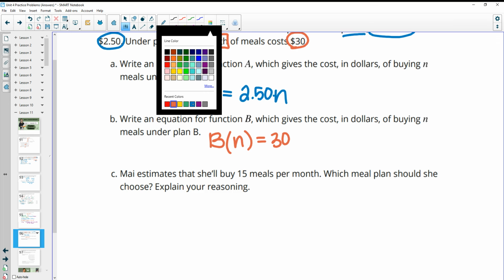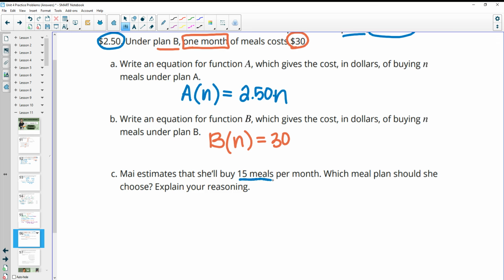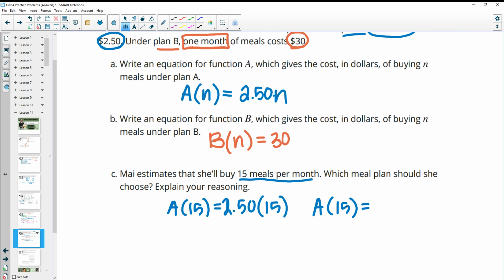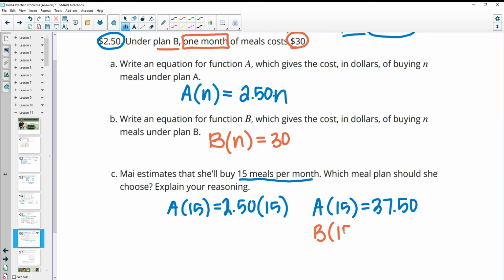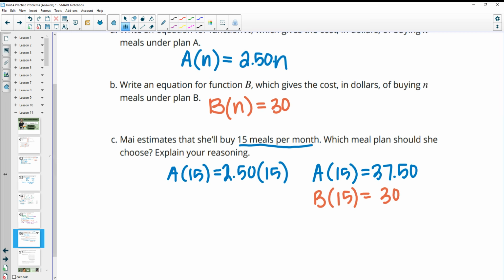Mai estimates that she will buy 15 meals per month. Which meal plan should she choose? So if we plug 15 into the A function, right, she's going to pay $2.50 times 15, the number of meals she buys. So Plan A is going to cost her $2.50 times 15, which is $37.50. In Plan B, we know that no matter how many meals she buys, it's going to cost her $30. So 15 meals costs $30. So which plan should she choose? And that's going to be Plan B because it's cheaper.